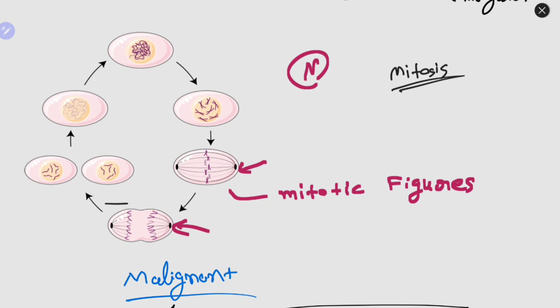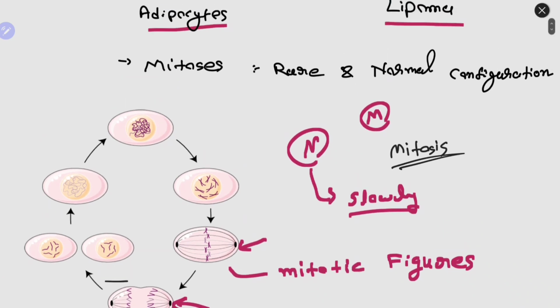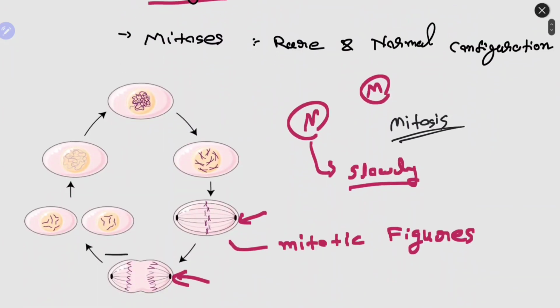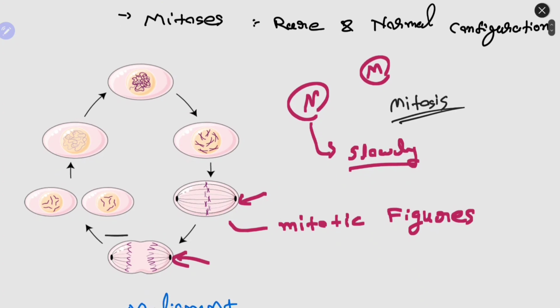So we can see these figures in the microscope, and we can say that this cell is undergoing mitosis. As we all know, normal cells grow very slowly, so there is only a rare chance of seeing mitosis in normal cells. In malignant cells, they grow very rapidly, so there will be increased chances of seeing mitosis, obviously. As we are talking about benign cells, they are slow growing, so it will be rare to see a mitotic figure in those cells, although we can see it sometimes.